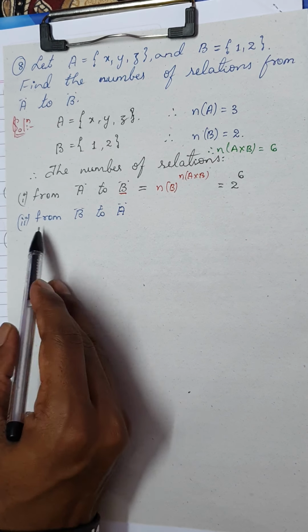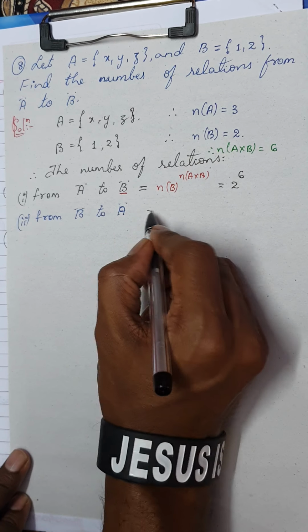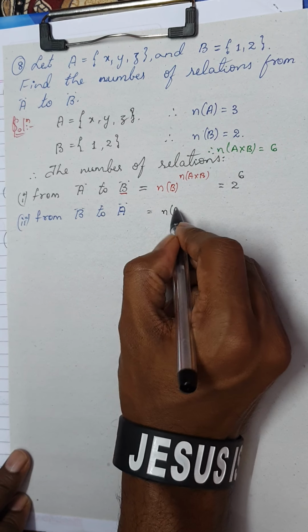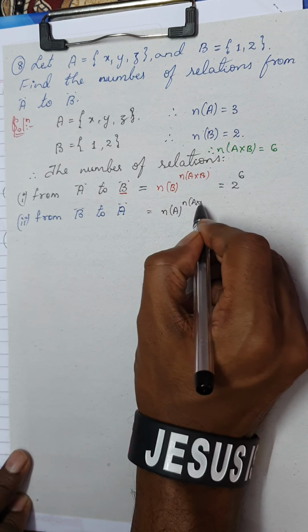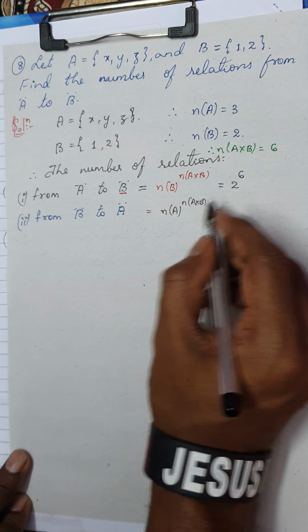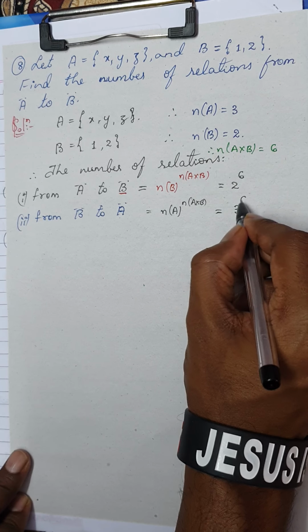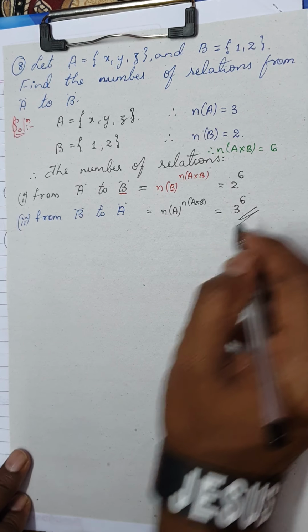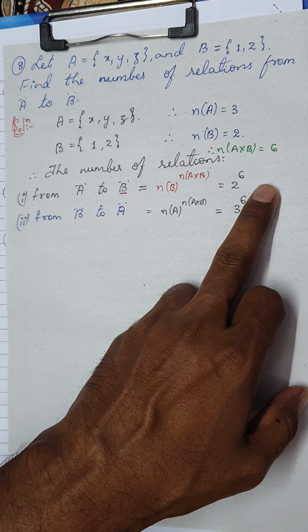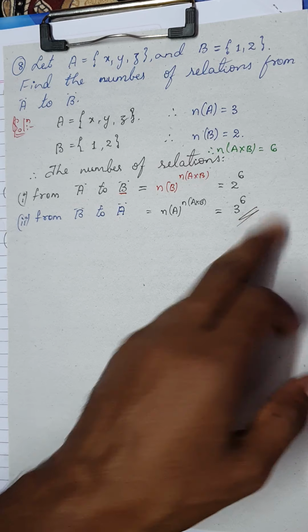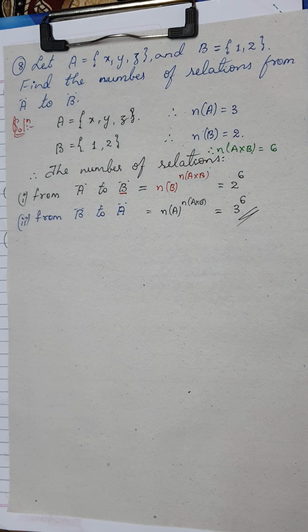In case you want to find the relation from B to A, this is nothing but n of A power n of A cross B. So this will be nothing but 3 power 6, as n of A is 3 and n of A cross B is 6. That concludes the solution. This is enough. If you want, you can expand it using the calculator. Otherwise, keep it as it is. You will definitely get the complete answer. Again I'm telling you, this question is very useful for your CET purpose.